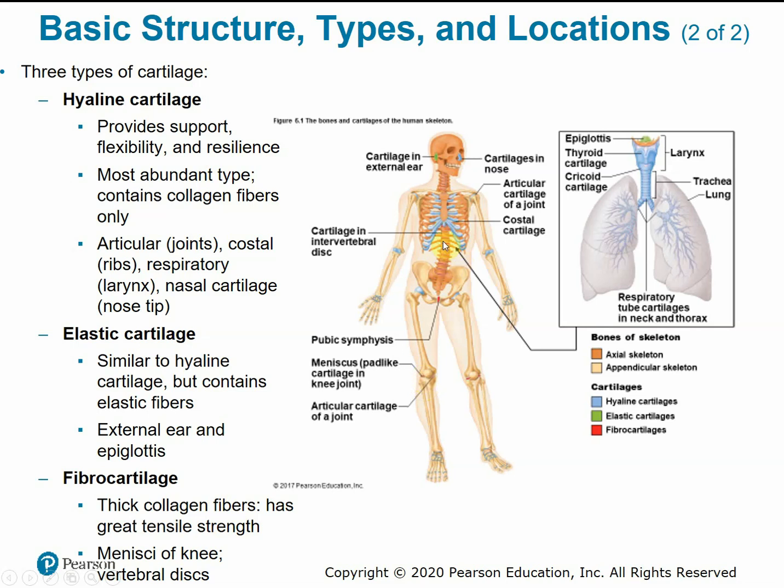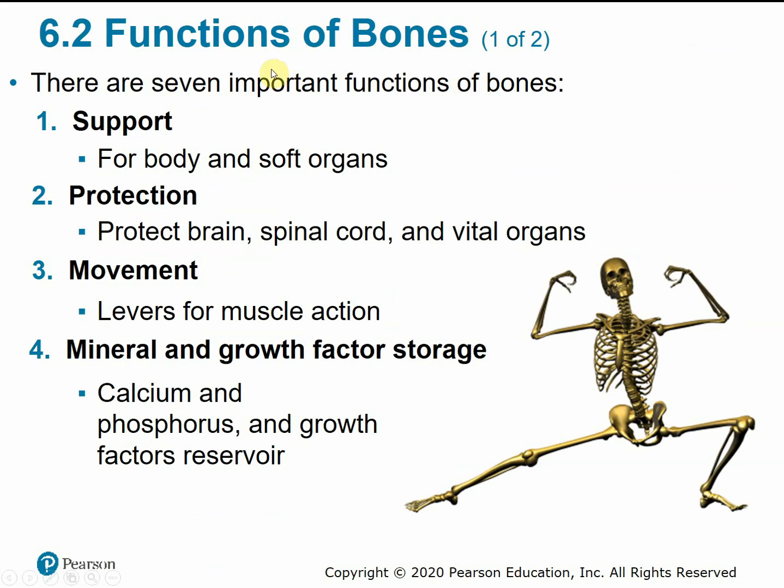There are 7 important functions of bones. One is support, which helps to keep our body upright and maintain its shape. Protection is another function: the skull helps protect the brain, and the rib cage helps protect your vital organs. Movement is another function, as the bones of the skeleton serve as levers for muscles to act on. Number 4 is mineral and growth factor storage. Calcium, phosphorus, and some other growth factors can be stored within the bone tissue.